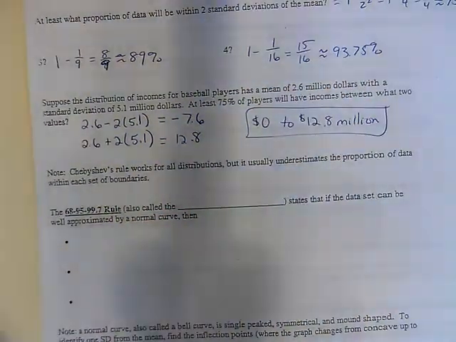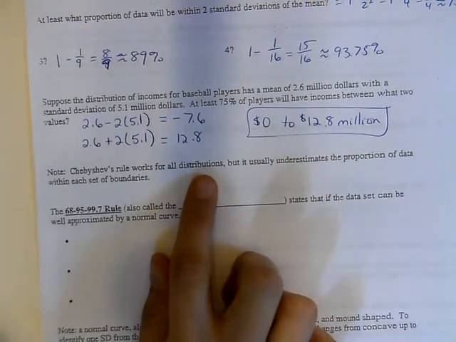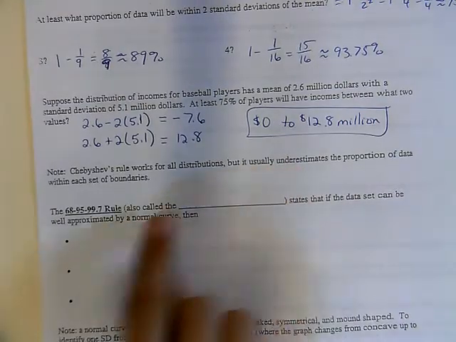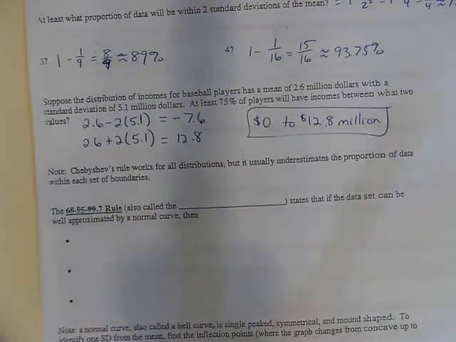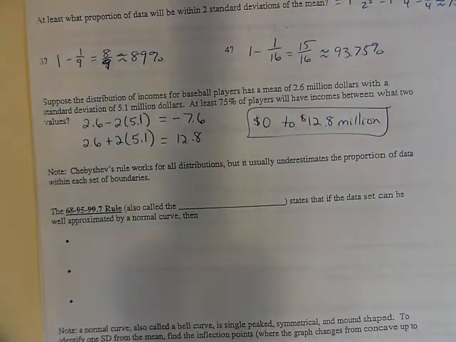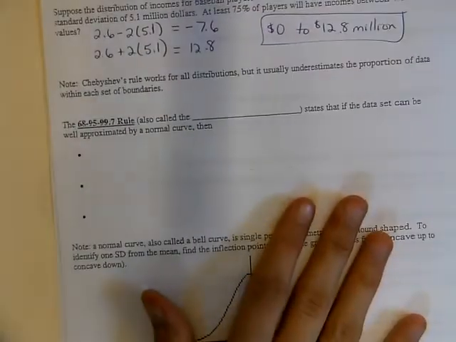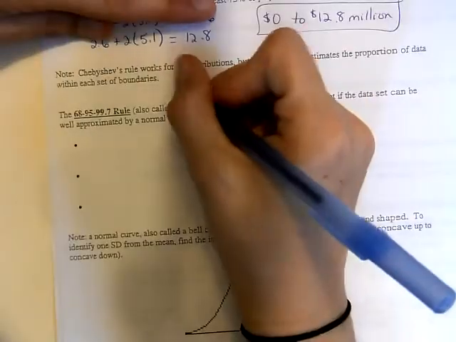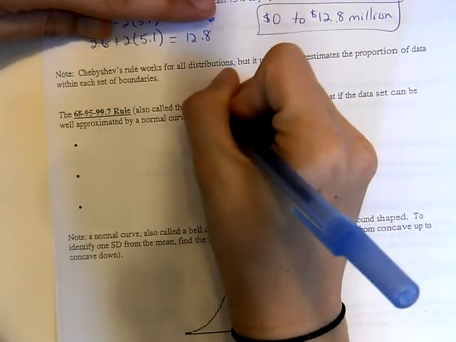Now the problem is Chebyshev's rule works for all distributions, but it usually underestimates the proportion of data within each set of boundaries. So we honestly do not use it that often. Unless it's specifically asked for, we usually use the next one, which is the 68, 95, 99.7 rule. Sometimes you'll hear it called the empirical rule.